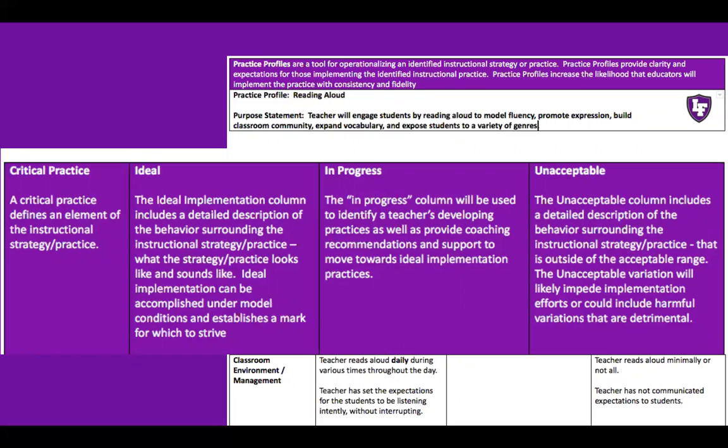The ideal is the detailed description of the behavior that would surround the instructional strategy and practices, and what it would look like and sound like. In progress is used to help identify the teacher's developing practices, as well as to provide coaching recommendations to support them towards their ideal practices. And then you've got the unacceptable, which surrounds the instructional strategy or practices that are outside of the acceptable range.